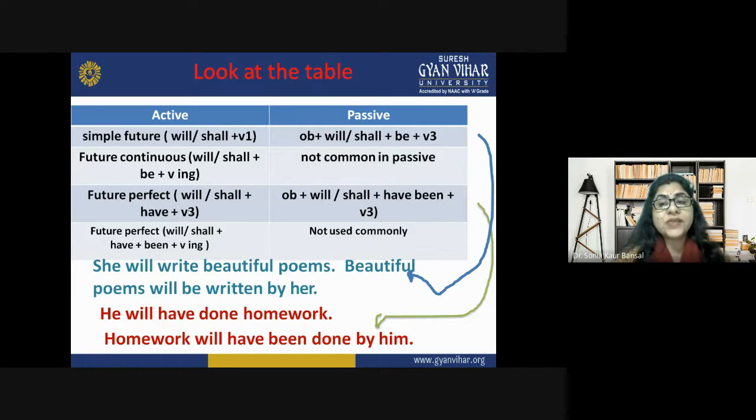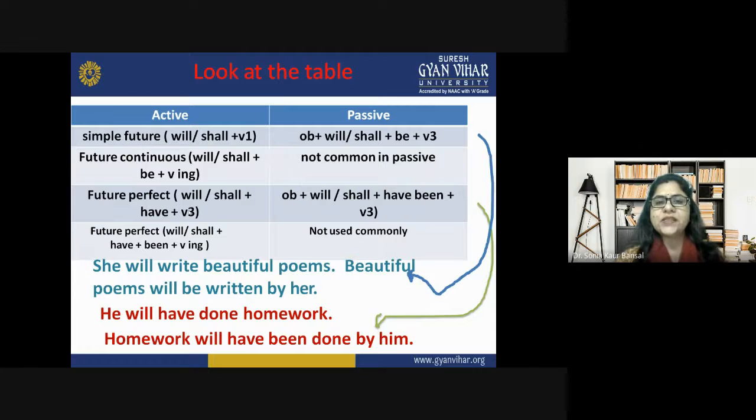Now you can see examples of the first and second. What I am telling you: she will write beautiful poems. This is simple future tense, and now we are going to change it according to the given structure. So, beautiful poems will be written by her, and this is according to the structure which I have told you just now. In the second sentence, he will have done homework. And the passive voice would be: homework will have been done by him. So this is how active to passive conversion works.